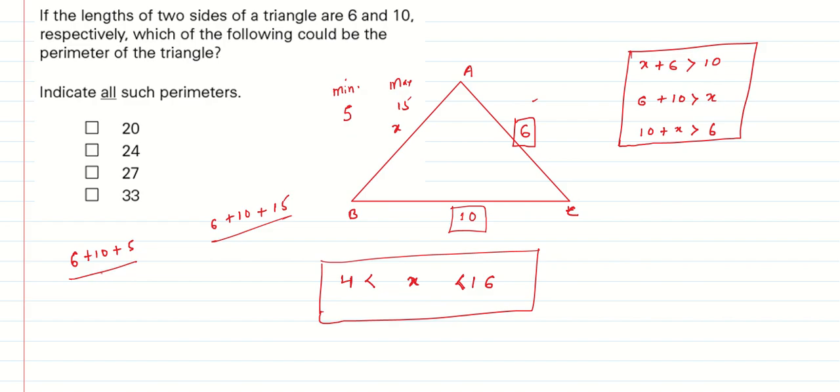So how much do we get now? 10 plus 5, 15, 15 plus 6, 21. And this is 31. Including this one, I should take, because I have taken more than 4. So 20 is not possible, 24 is possible, 27 is possible. Good. So I can do it this way easily.